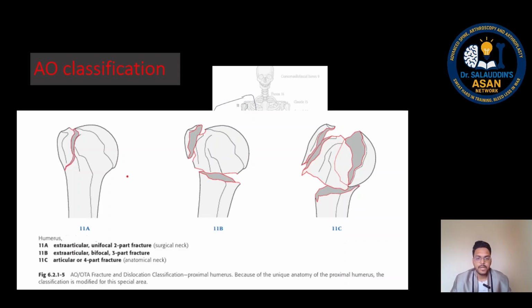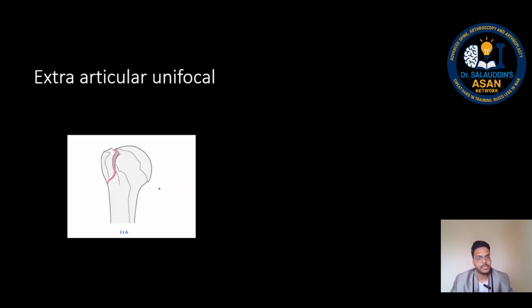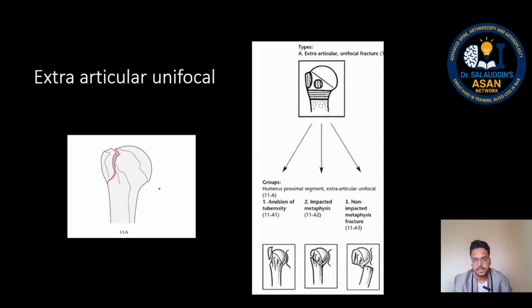Okay, so we will deal individually with 1.1A first. The extra-articular unifocal fracture, 1.1A, is again divided into three parts: 1.1A1, 1.1A2, 1.1A3. Simple. 1.1A1 is avulsion fracture. So only the greater tuberosity is avulsed. 1.1A1. Simple. 1.1A2 is impacted metaphyseal fracture. So the fracture line is at the surgical neck and it is impacted into the shaft.